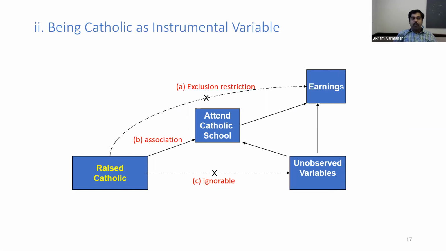Let me come to comparison 2, where you use being Catholic or raised Catholic as an instrumental variable. So this is a typical picture for the instrumental variable. For raised Catholic being an instrumental variable, there are 3 main assumptions that are required: the exclusion restriction, the association, and the ignorability. And people can use other terms for those.